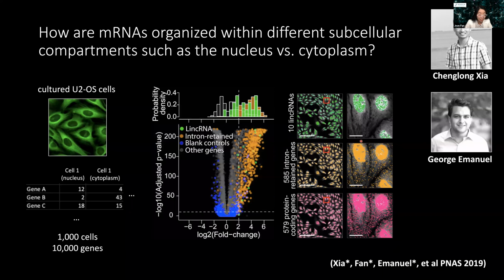And of course, some of these genes we know to be enriched in the nucleus, like long non-coding RNAs or intron-retained genes. But interestingly, we also do find a large number of protein coding genes that seem enriched spatially within the nucleus. And so now there's ongoing work in the lab to see how this subcellular spatial organization might ultimately impact the eventual protein expression levels of these genes, and see how nuclear retention of these protein coding genes may be used as a mechanism to modulate protein expression in these cells.